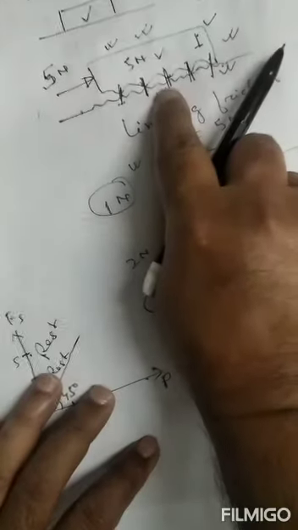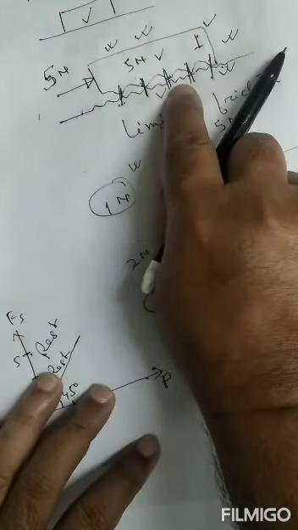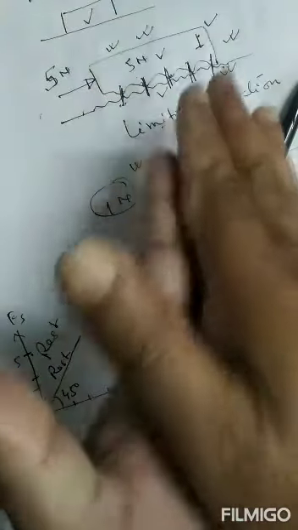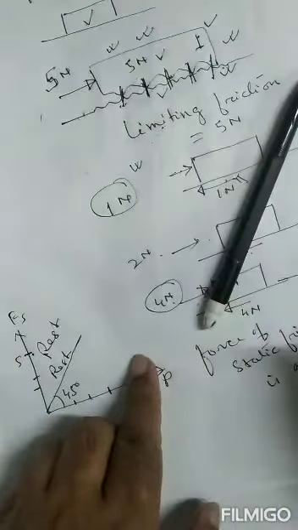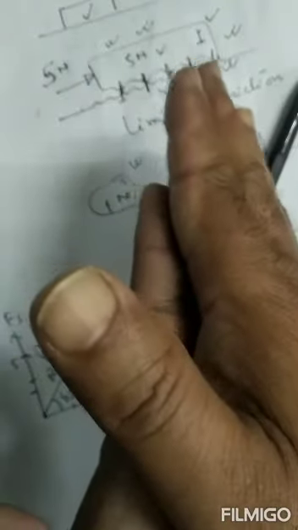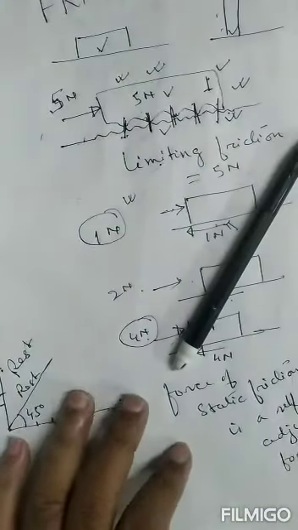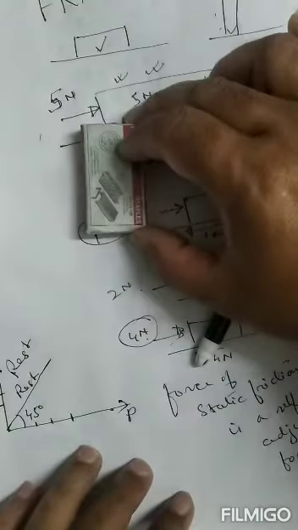Once the motion is possible, once sliding starts, then what will happen? A smaller force can produce motion on the body. Why? Because once the body starts sliding, once the motion starts, what will happen?